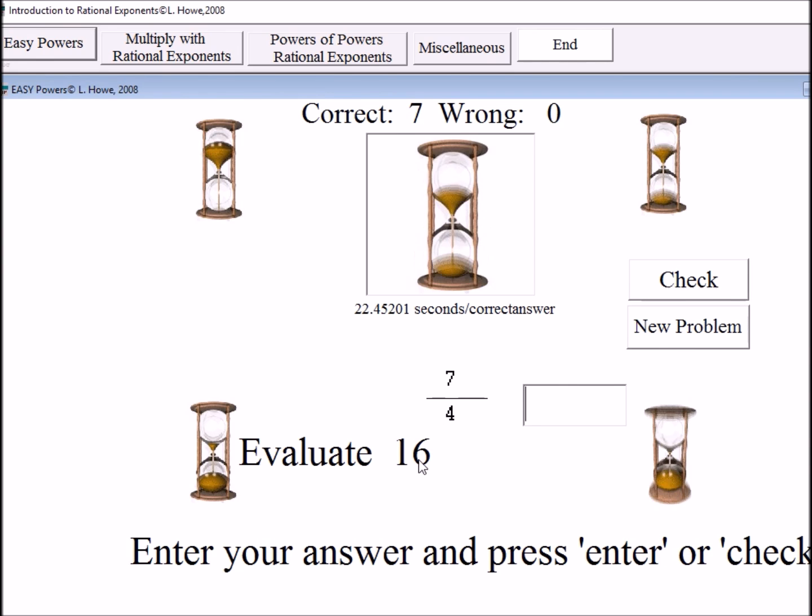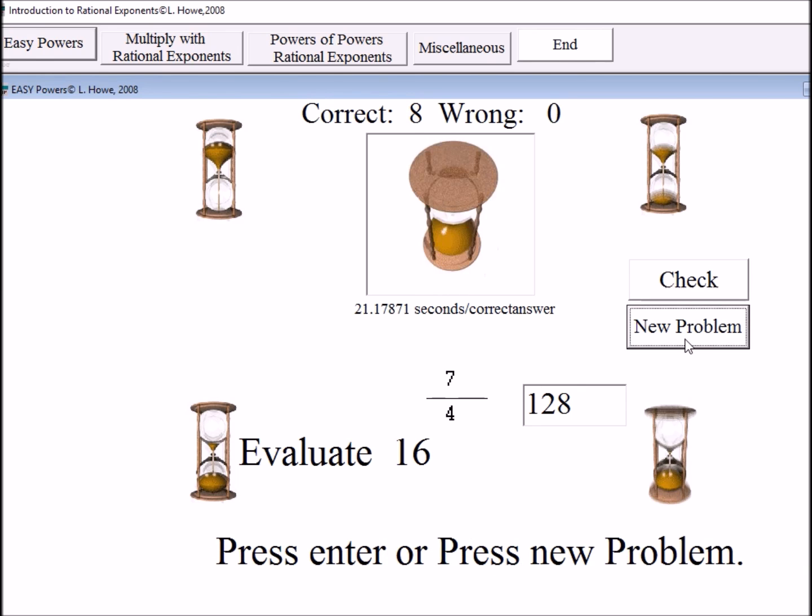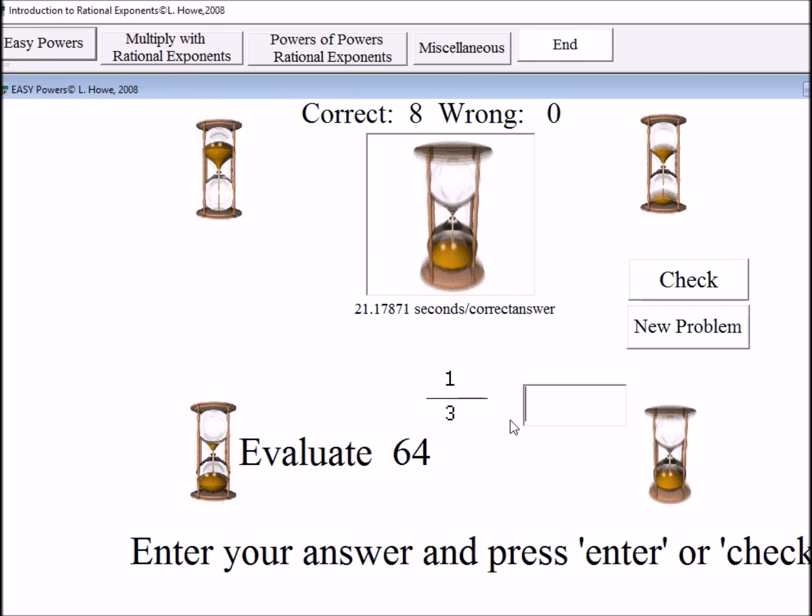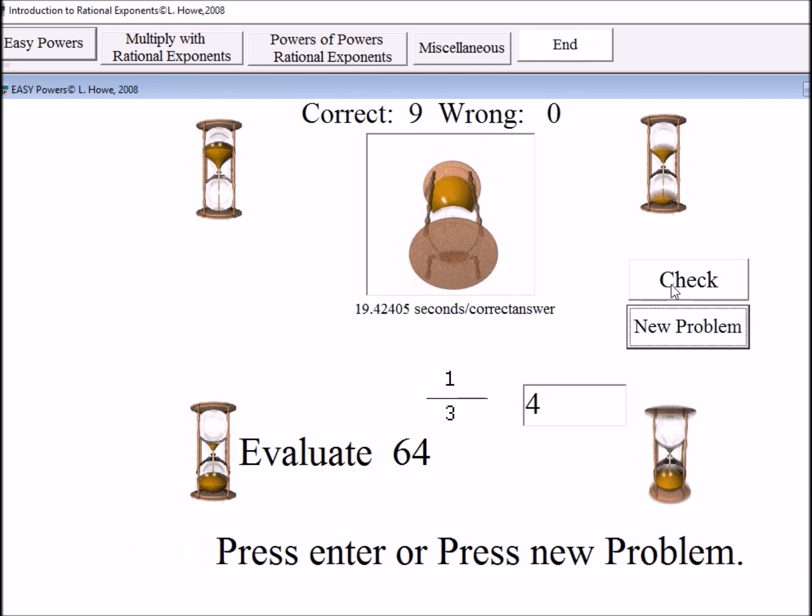4th root of 16 is 2 to the 7th power. It would be 2 times 2 is 4, 8, 16, 32, 64, 128. Hope you're getting this. I'm doing a lot of these problems. There's that 4 again. And I'm probably doing more than what I need to. But I hope you get the idea. All of these can be done mentally without a calculator. That was Easy Powers. Let's move on to the next component.